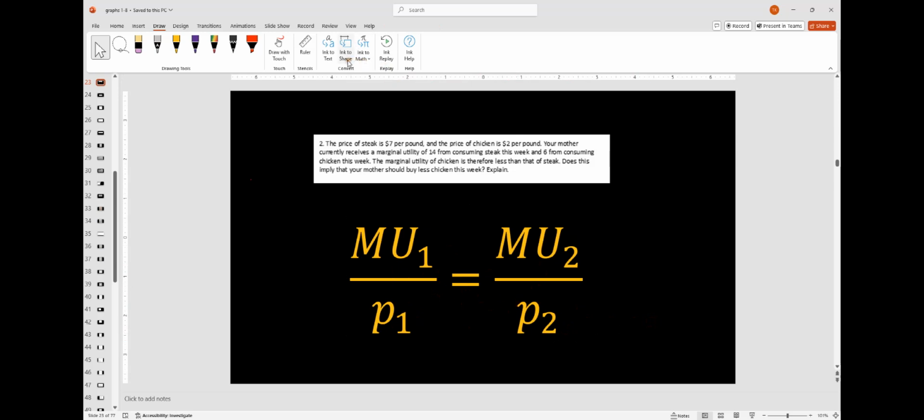So that would be the Ink to Math formula. You could also use Ink to Text, but this is Ink to Math, and it writes your formula for you. It types it.